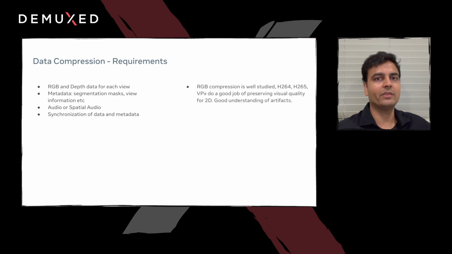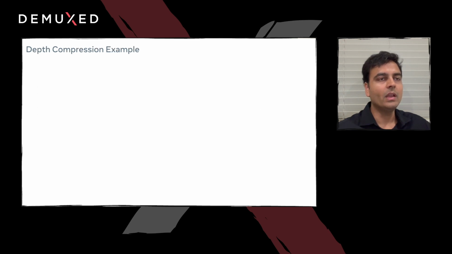RGB compression is a relatively well-studied field. H.264, H.265, and VP9 do a very good job of preserving video quality and reducing the bitrate. There's a good understanding of artifacts introduced by these codecs. Depth data, however, is a relatively less mature field in terms of compression. Let's take a look at what happens when you compress depth data using H.264.